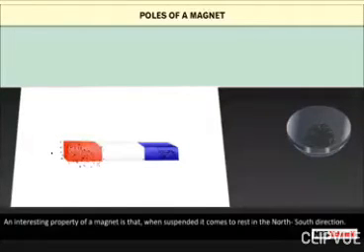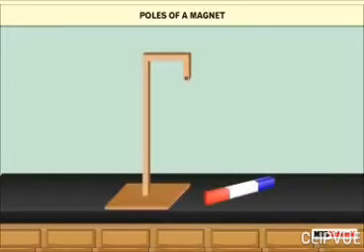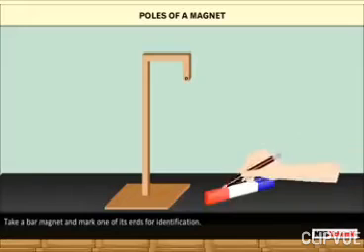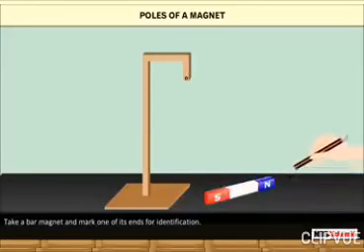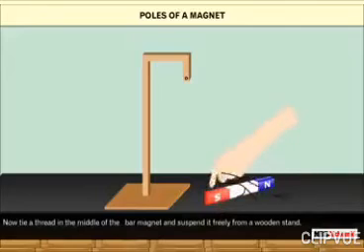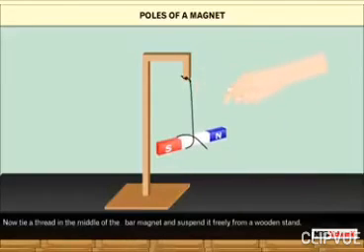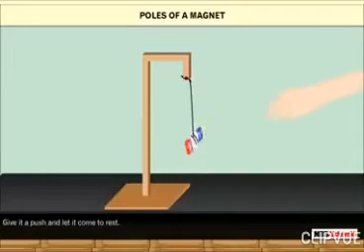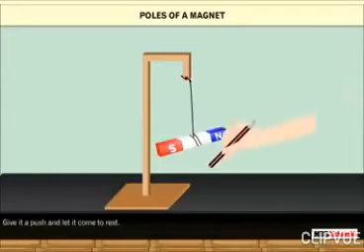An interesting property of a magnet is that when suspended, it comes to rest in the north-south direction. Let us perform an activity to justify this statement. Take a bar magnet and mark one of its ends for identification. Now tie a thread in the middle of the bar magnet and suspend it freely from a wooden stand. Give it a push and let it come to rest.